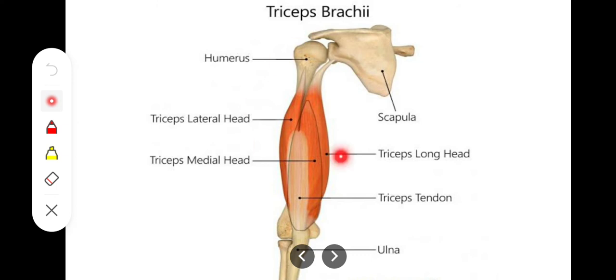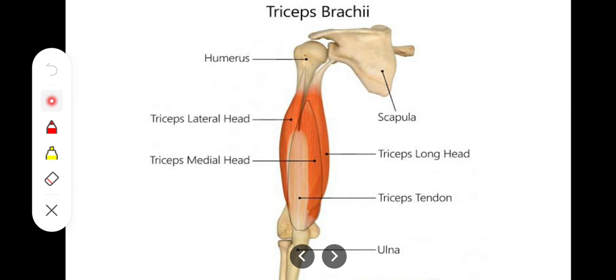है? तो इसकी तीनों heads की हमने देख ली origins, and then all of their insertions are on a common point that is basically on the olecranon. हाँ मुझे ये याद नहीं आ रहा था, olecranon process of ulna. So anteriorly we have the coronoid process of ulna, while posteriorly we have the olecranon process of ulna, जहाँ पर इन तीनों हेड्स ने आकर फ्लैटन आउट होकर टेंडन में आकर अटैच हो जाना है.